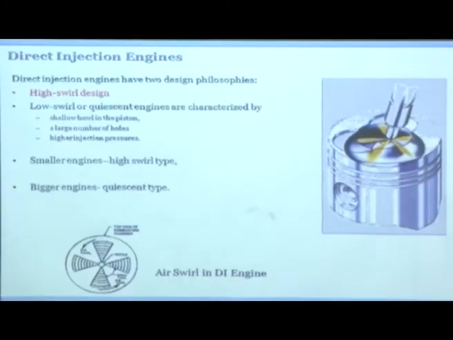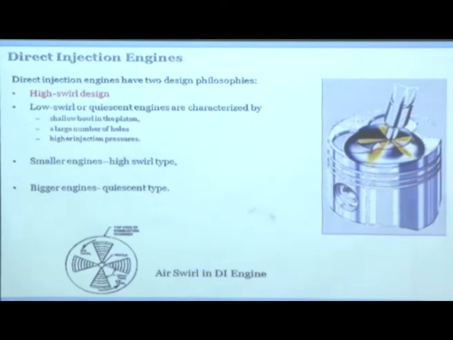So if you look at the direct injection engines, these are two design philosophies. One is high swirl, the other one is low swirl. High swirl design, as I mentioned to you, can be deep omega shaped or M type engines. Low swirl or quiescent engines are characterized by shallow bowl in piston, large number of injector holes, and high injection pressures. Smaller engines will have higher swirl. Larger engines will tend to become more quiescent type. So the bigger engines, like for ships and for locomotives, will tend to become quiescent type combustion chamber, and smaller engines will tend to be more high swirl type.